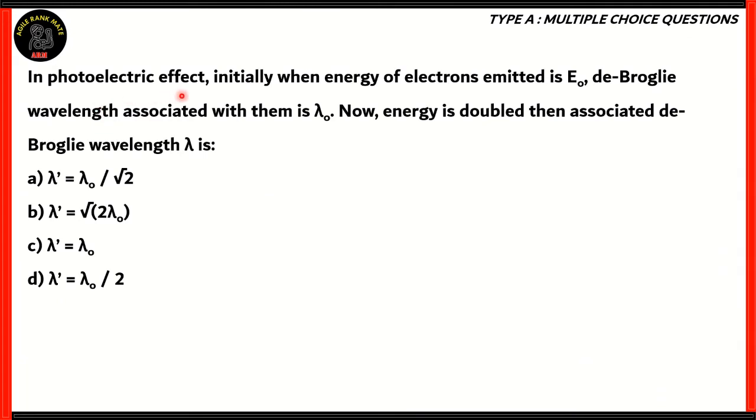In the photoelectric effect, initially, when energy of electrons emitted is E0, the de Broglie wavelength associated with it is lambda naught. Now, if the energy is doubled, then the associated de Broglie wavelength is option A, option B, option C, or option D. So, how do we solve this question? Well, we're dealing with the de Broglie wavelength. So, therefore, it's a good idea to know what the de Broglie wavelength formula is.